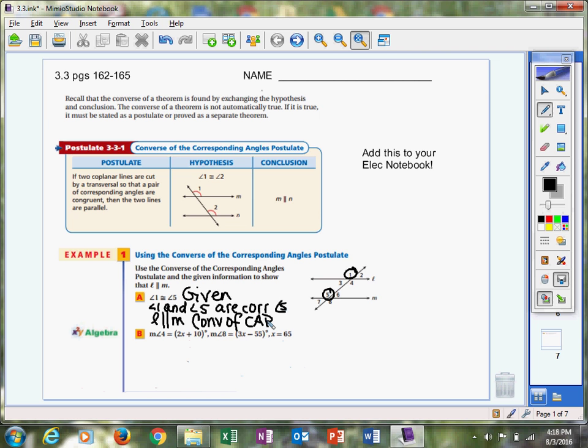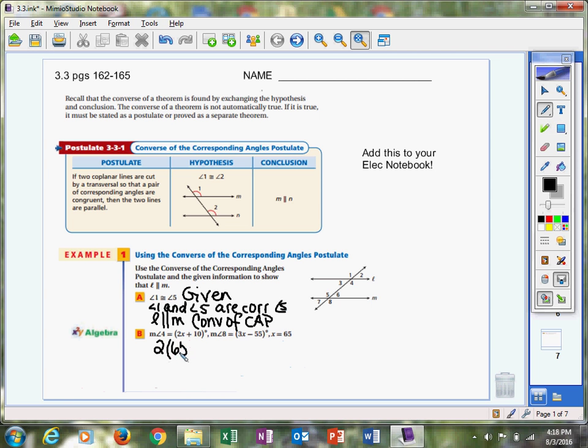And so we're doing a little bit of justification. It might seem elementary to write everything out, but it's really putting your logic on paper and going step by step, explaining why this has to be true. Now let's take a look at letter B. They gave us that angle 4, its measure is 2x plus 10. Angle 8, its measure is 3x minus 55, and they told us what x equals. Now, you may want to go ahead and grab your calculator. Since you already know what x is, let's figure out what the measure of angle 4 is.